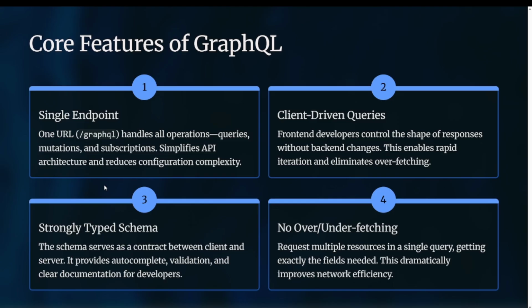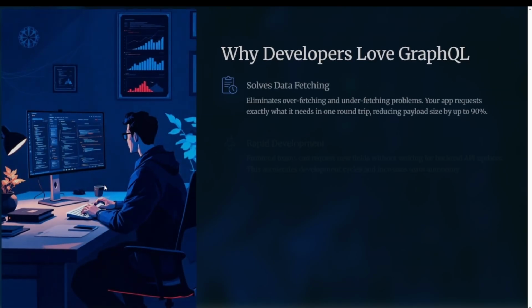Strongly typed schema: the schema serves as a contract between client and server. It provides autocomplete, validation, and clear documentation for developers. No over or underfetching: request multiple resources in a single query, getting exactly the fields needed. This dramatically improves network efficiency.